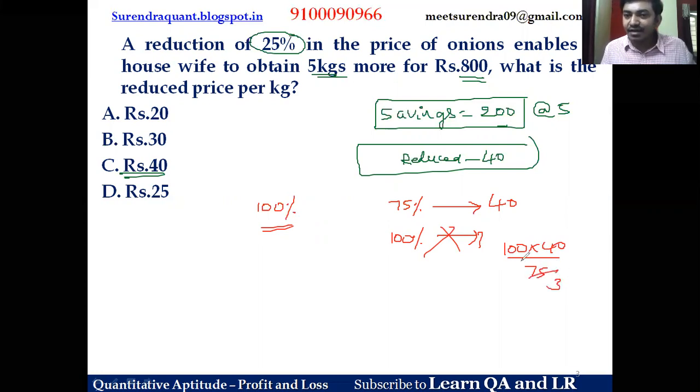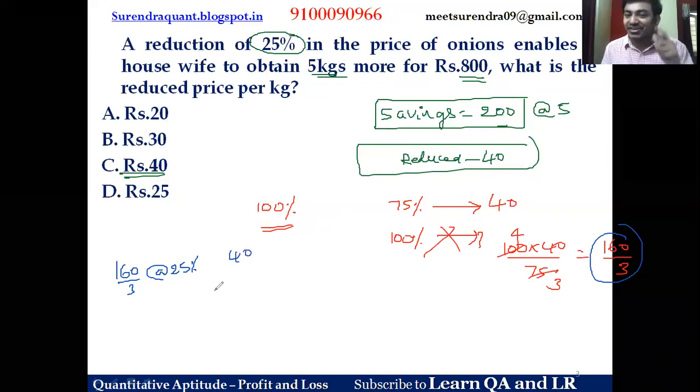So 25 3s are 75, 25 4s are 100. So this is 160 by 3. This is a reduced price. If you want to cross check, you can cross check, guys. How do you cross check? If I decrease this price, 160 by 3, by 25%, you have to get 40 rupees.